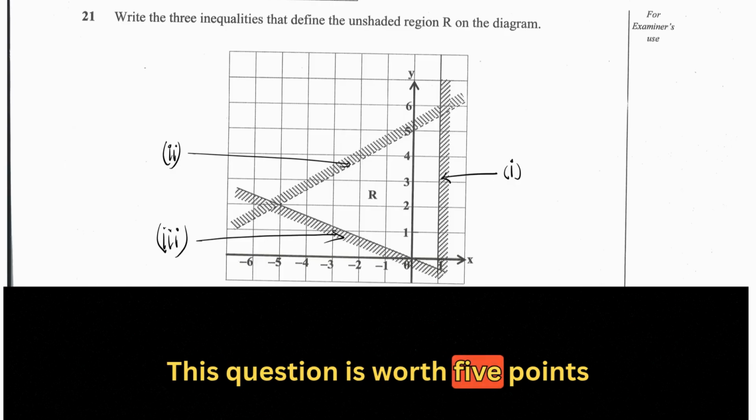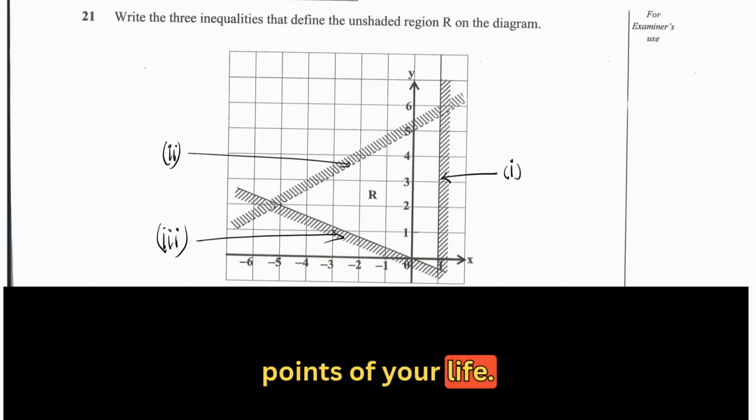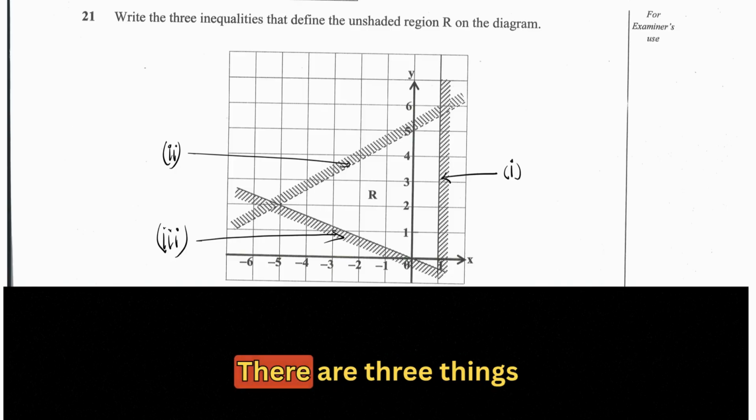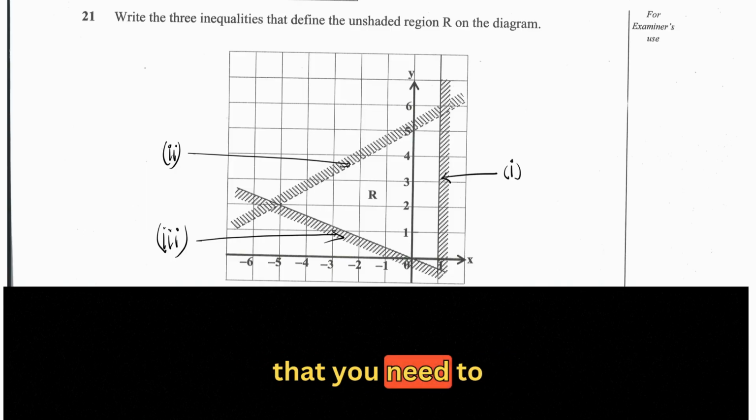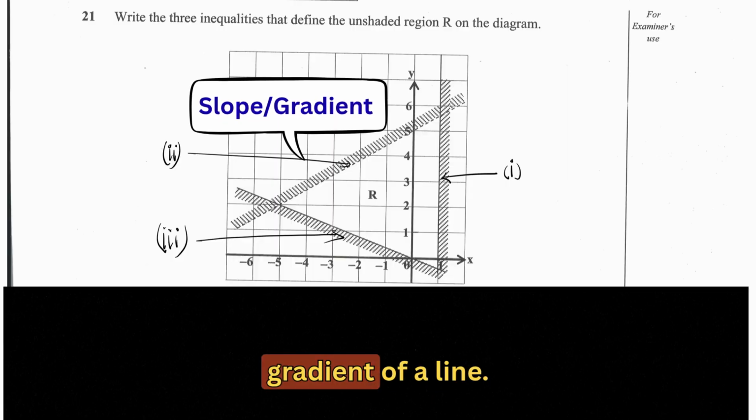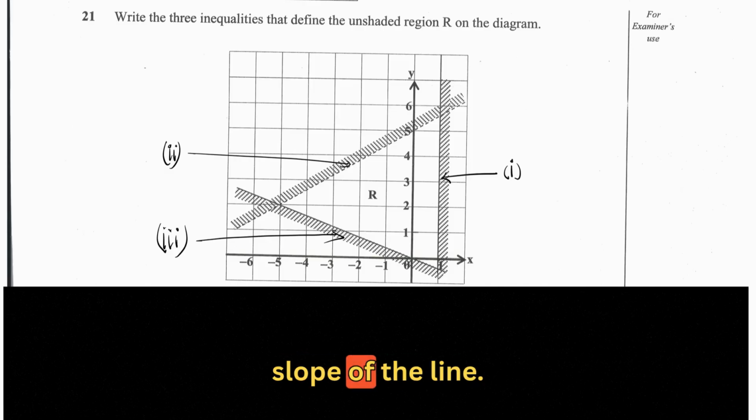This question is worth 5 points of your life. I know the reason. There are 3 things that you need to know on this question, and I will show you exactly what you need. The first one, you need to know how to find the slope or the gradient of a line.